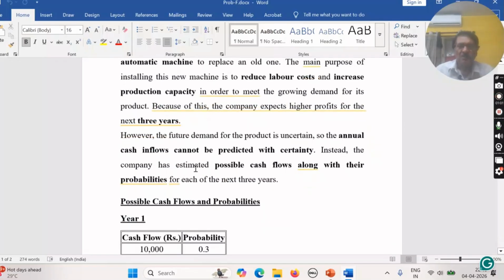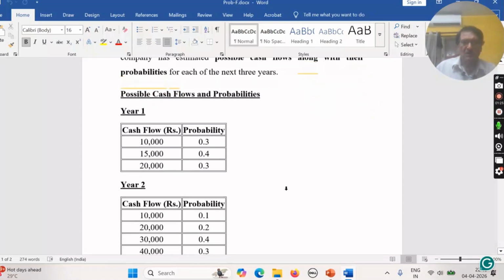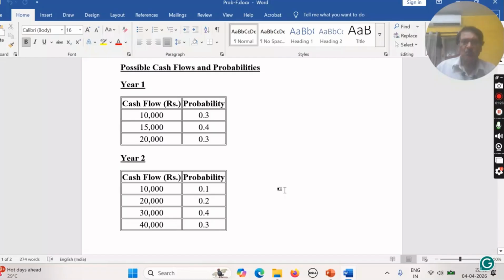Okay. The future demand for the product is uncertain. So, annual cash flows cannot be predicted with certainty. Instead, the company has estimated possible cash flows along with their probabilities for each of the next 3 years. Possible cash flows are given year-wise with probability. This is the data for first year.